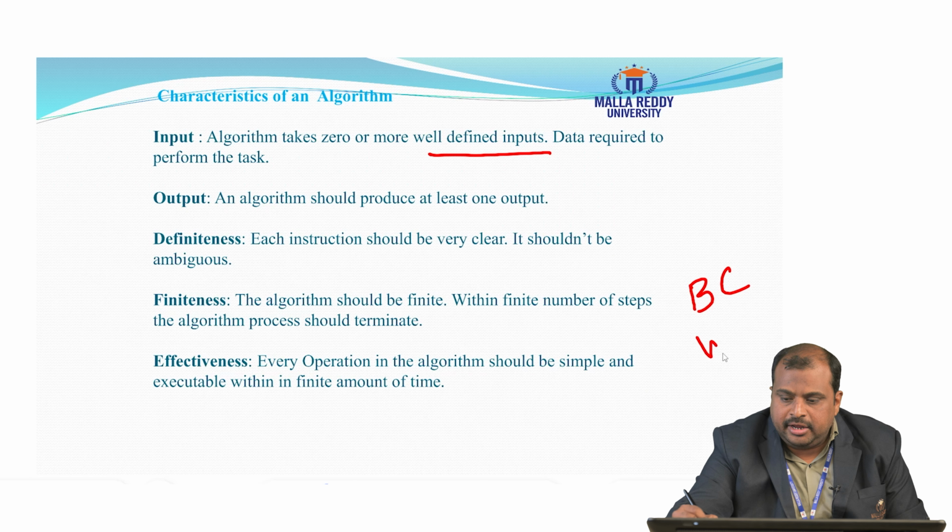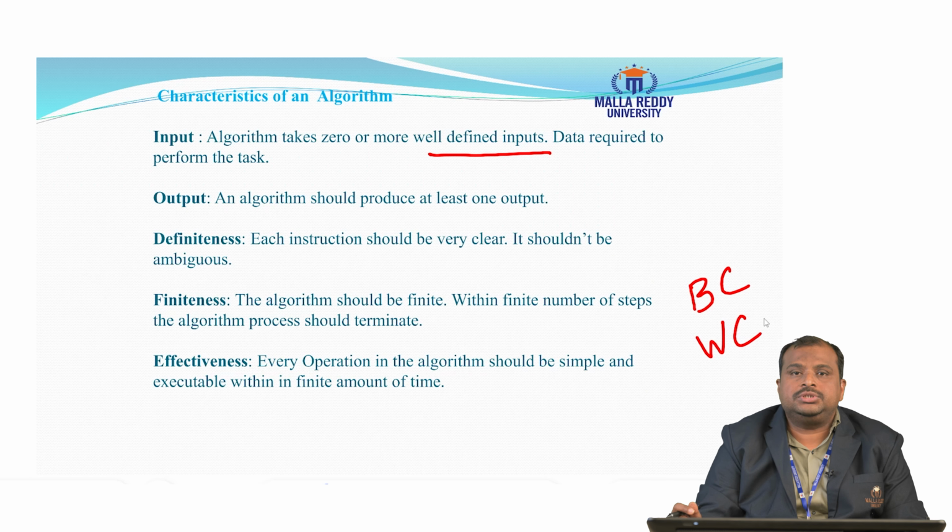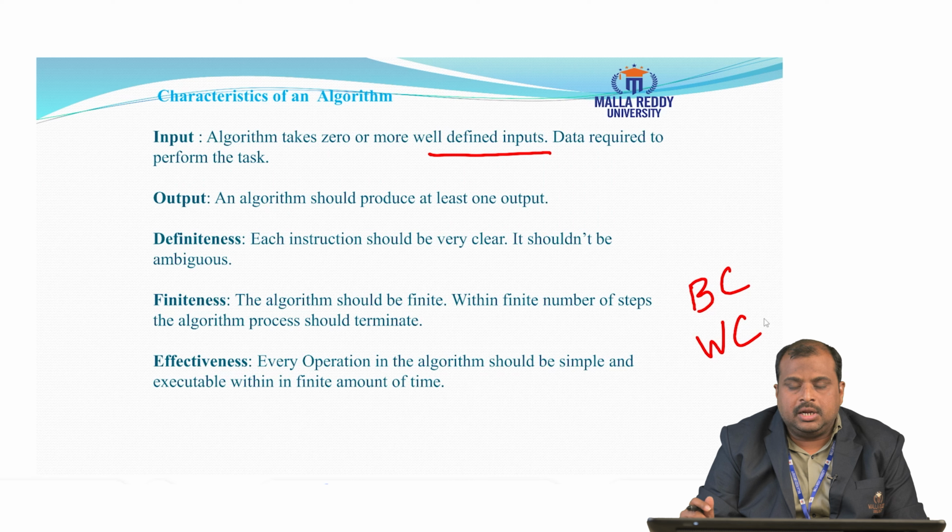And the next category of time complexity is worst case time complexity. This means that within the given expected timeline, if the algorithm process has not yet terminated and is still running, that will be treated as worst case time complexity. These are the things we are going to learn in detail in the upcoming slides.